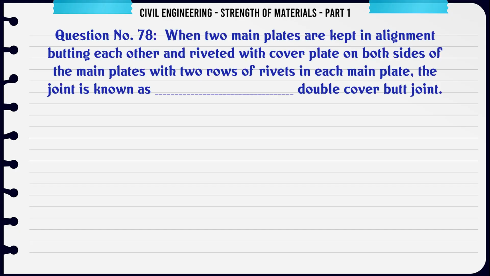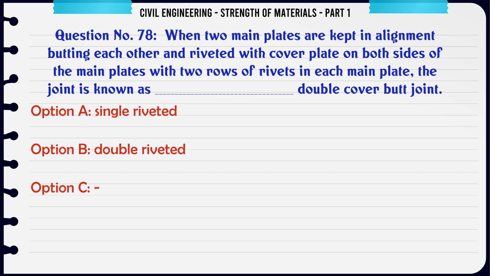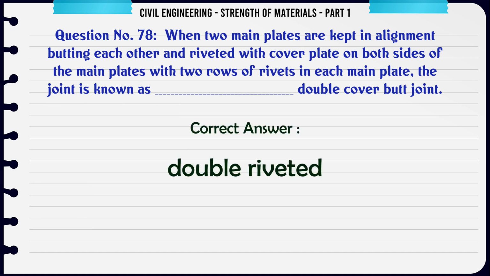When two main plates are kept in alignment butting each other and riveted with cover plate on both sides of the main plates with 2 rows of rivets in each main plate, the joint is known as _____ double cover butt joint: A. single riveted, B. double riveted. The correct answer is double riveted.